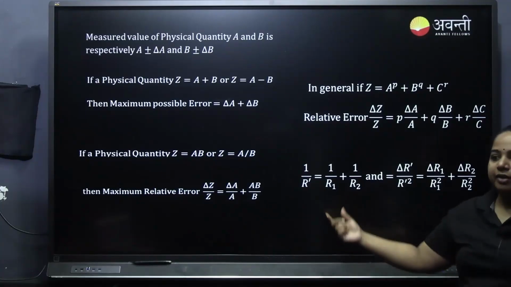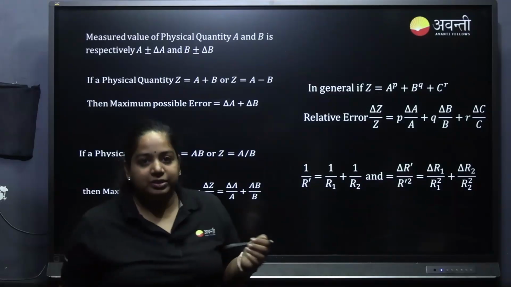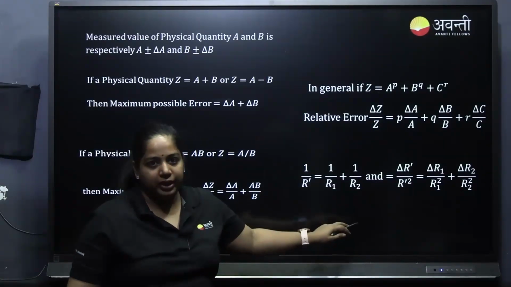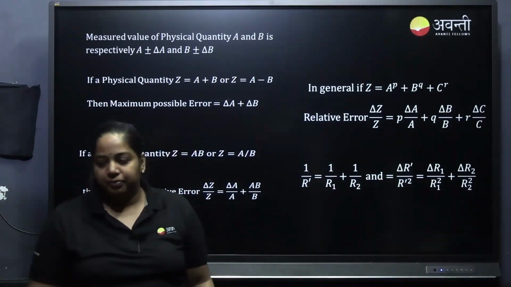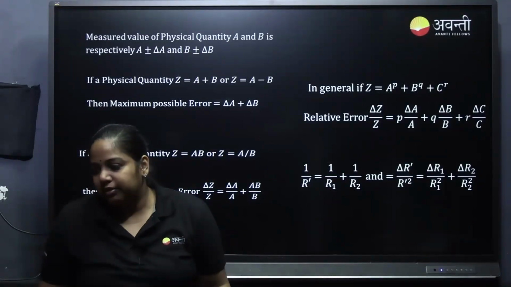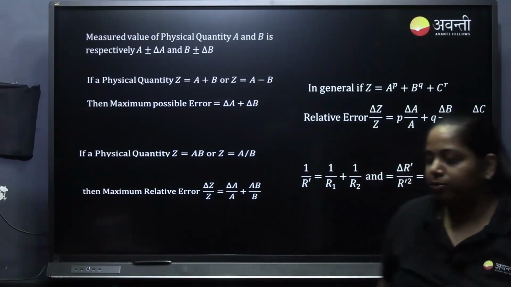That is this one. If you are having a parallel combination of resistors, equivalent resistance is equal to 1 by R1 plus 1 by R2, right? Then for calculating error you have to use this formula instead of applying this rule. Please note this formula. Once you noted it, you can give me a thumbs up.